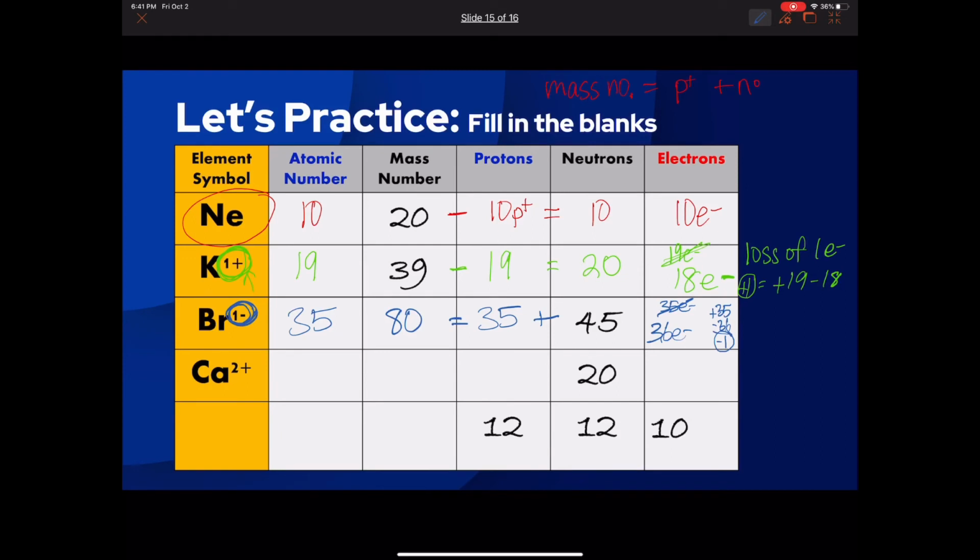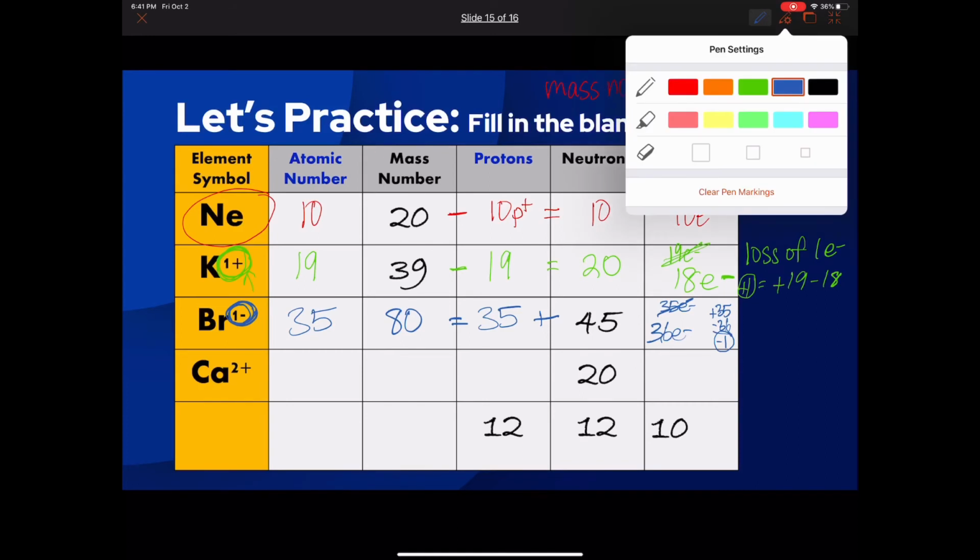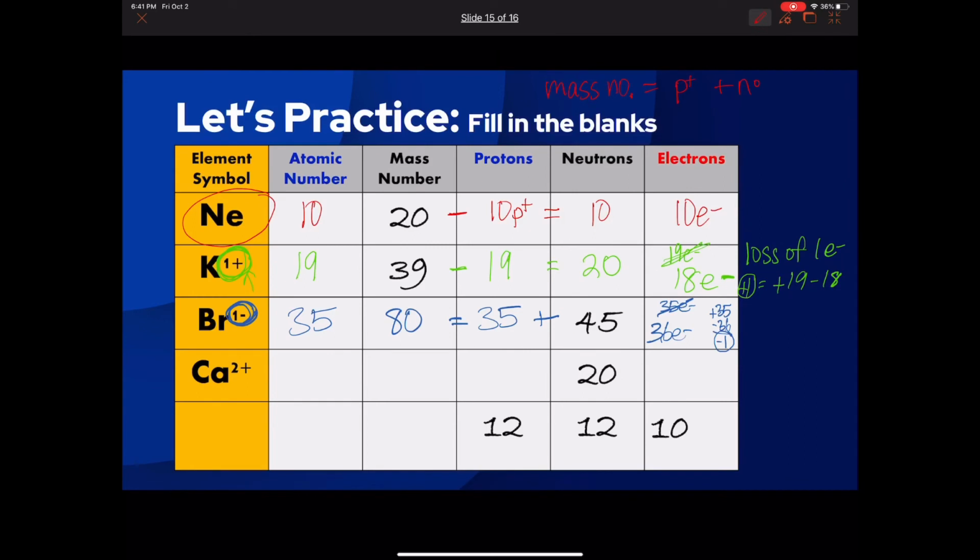Now let's look at calcium. Go ahead and find calcium on your periodic table. How many protons does it have? Hopefully you noticed it has 20. We know that because we looked up the atomic number. Now to find the mass number, since we have neutrons, all we need to do is add protons plus neutrons to give us the total mass, which is 40.